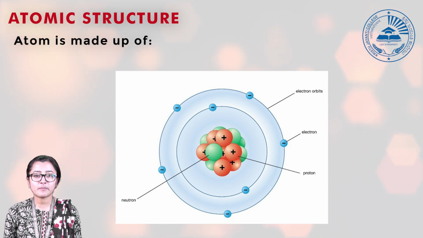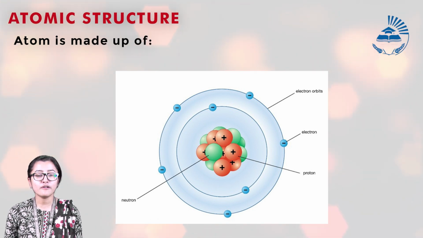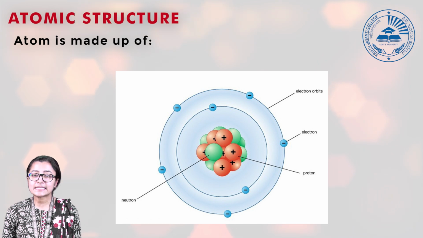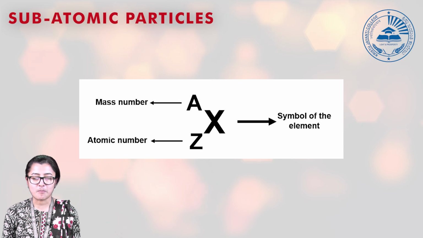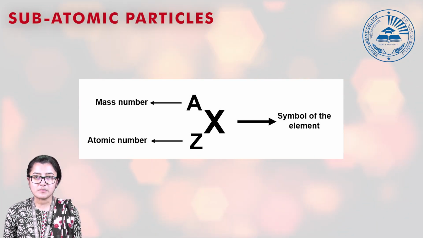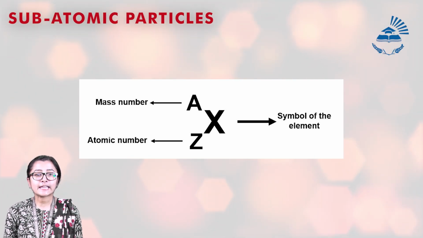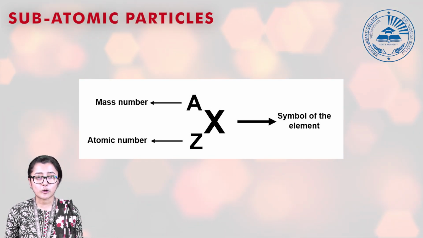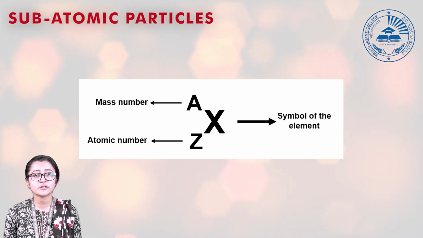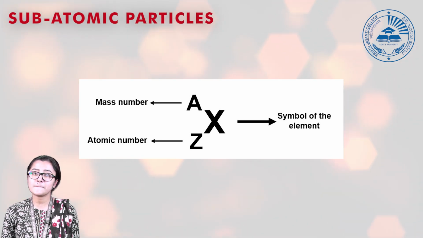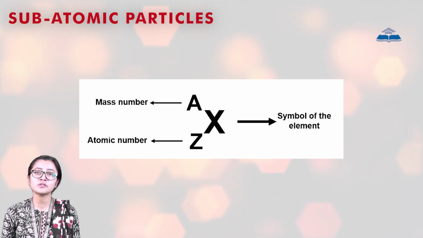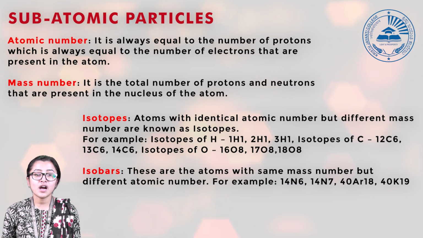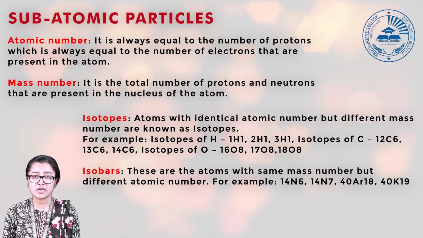Now these subatomic particles can be represented in the form of this notation, where X is the symbol of the element, A denotes mass number and Z denotes atomic number. The atomic number is always equal to the number of protons, which is always equal to the number of electrons present within an atom. Similarly, mass number is always equal to the total number of protons and neutrons that are present within the nucleus of the atom. Variations of the atomic number and the mass number are isotopes and isobars.